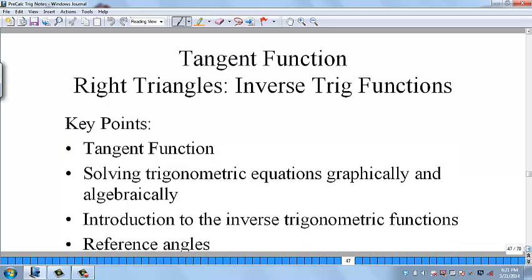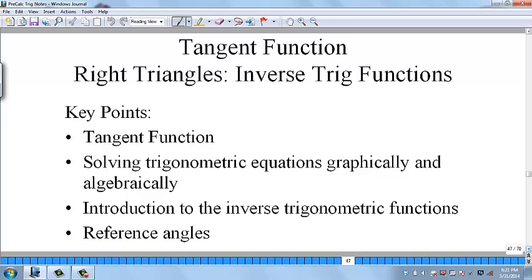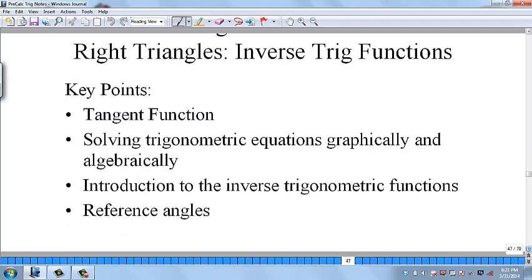Key points. We're going to talk about the tangent function, solving trigonometric equations graphically and algebraically, and we'll have an introduction to inverse trig functions, and we'll again talk about reference angles.